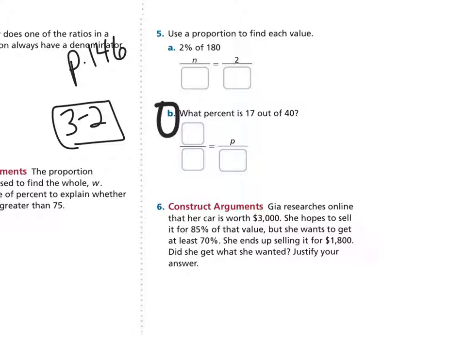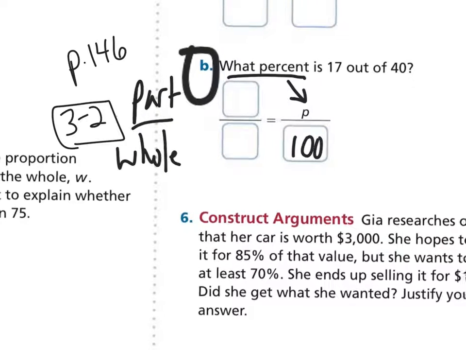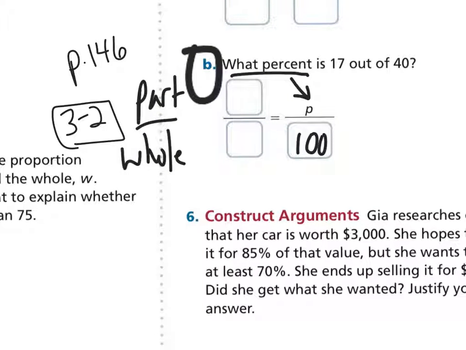So one option we could do here, we could do a proportion like they're setting up for. When we set these up, we're going to have the part over the whole. So we are trying to find the percent, so they put a P for that. We know a percent's a number out of 100. So the other part of our proportion, we could put 17 out of 40. Okay? At this point, we could try to look for a pattern here.